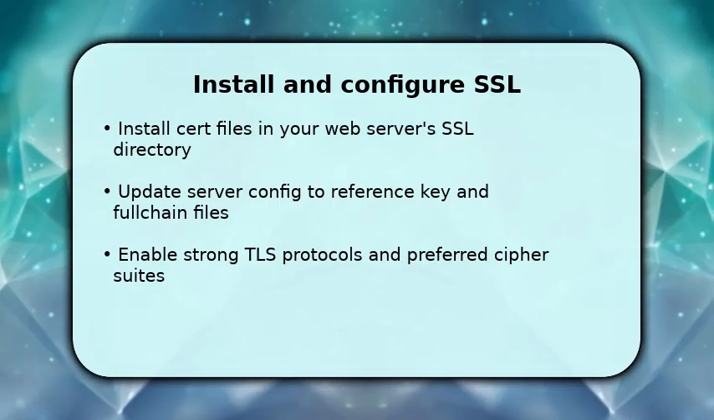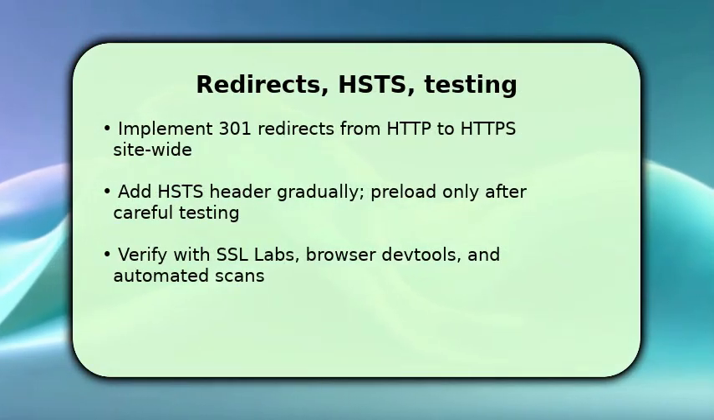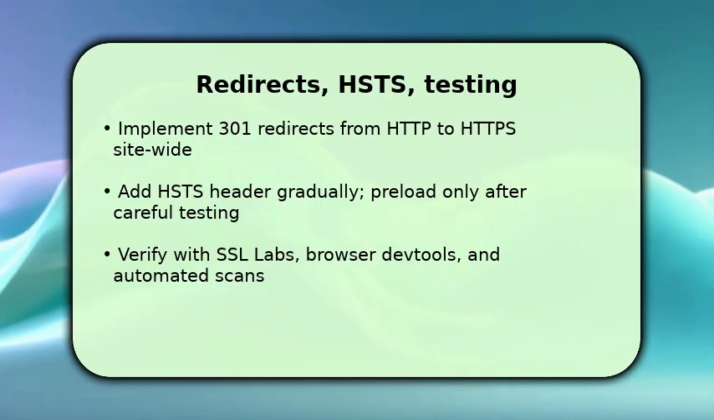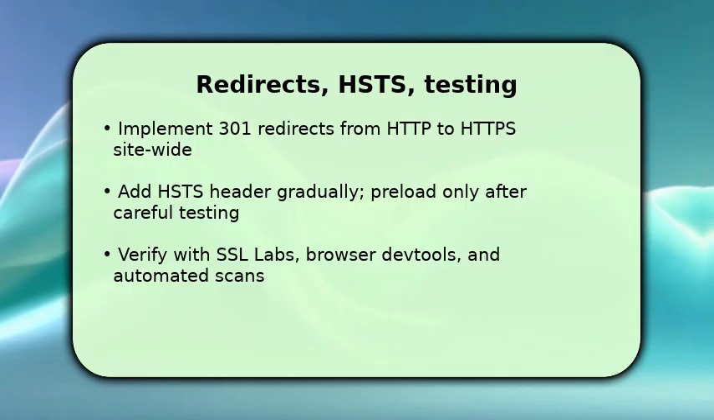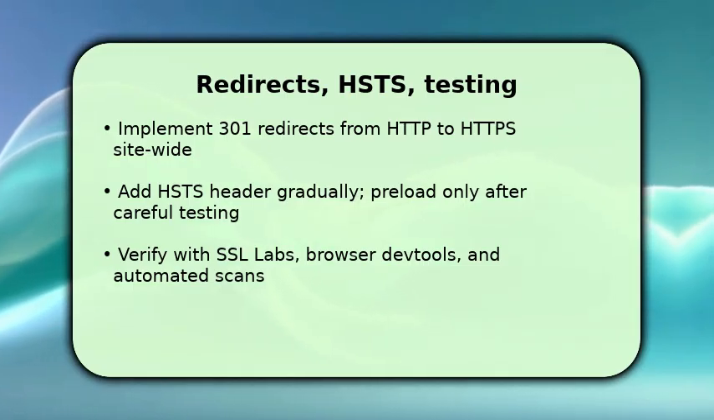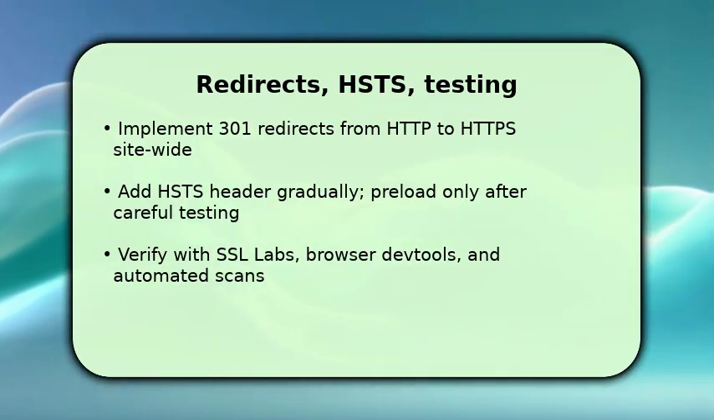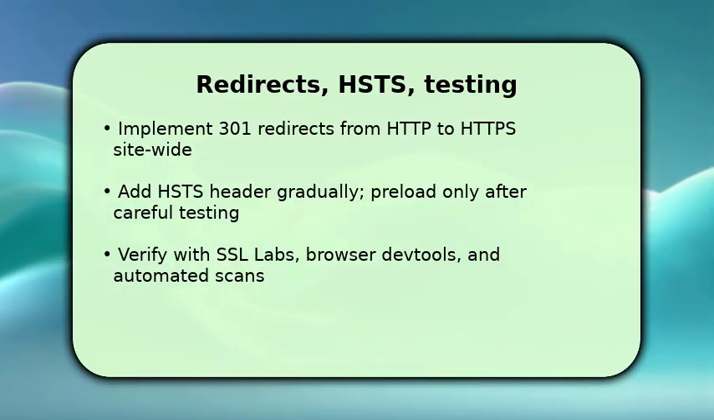You finish by forcing secure traffic. Add permanent 301 redirects from port 80 to 443 and update any absolute links or external services to use HTTPS. Then add security headers like Strict-Transport-Security, but start with a short max-age and no preload until confident.